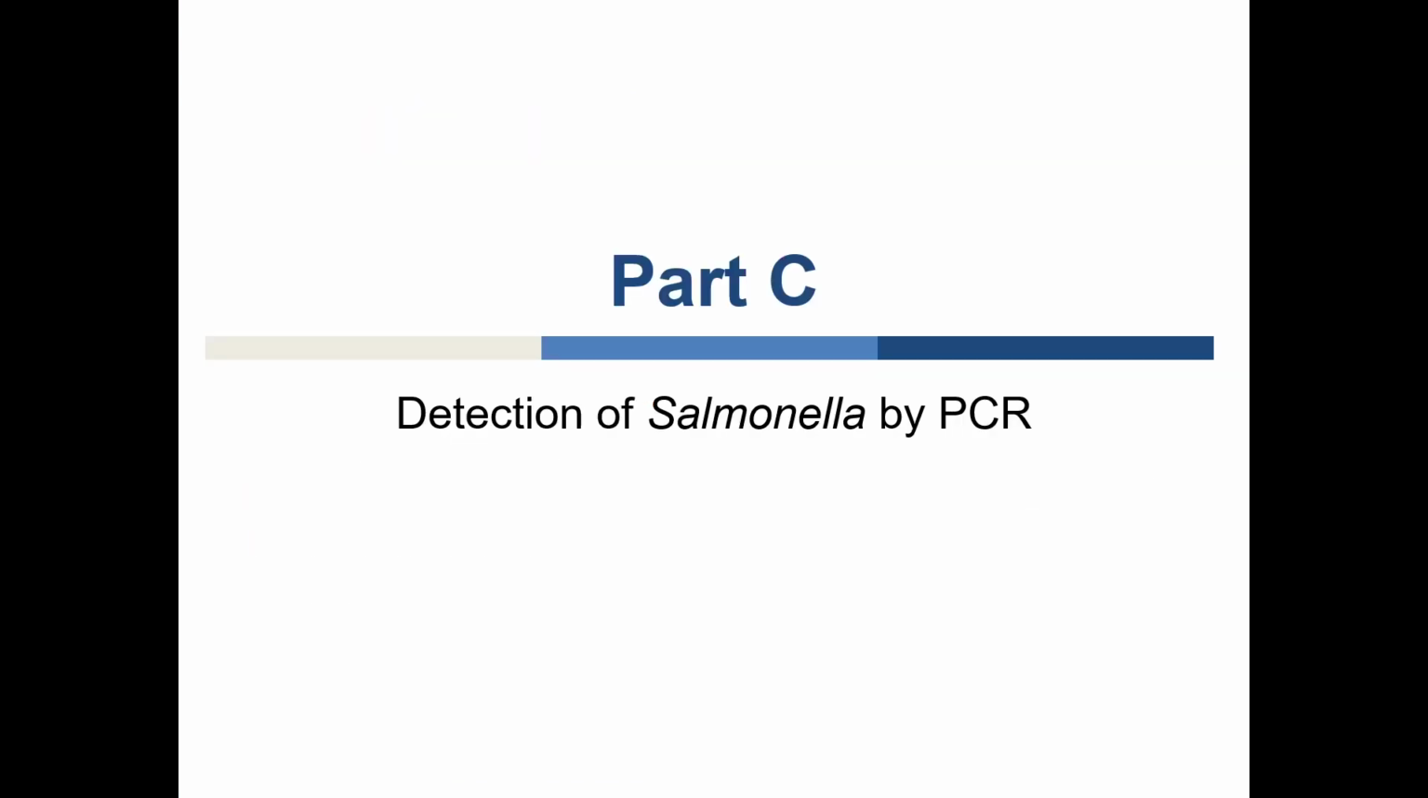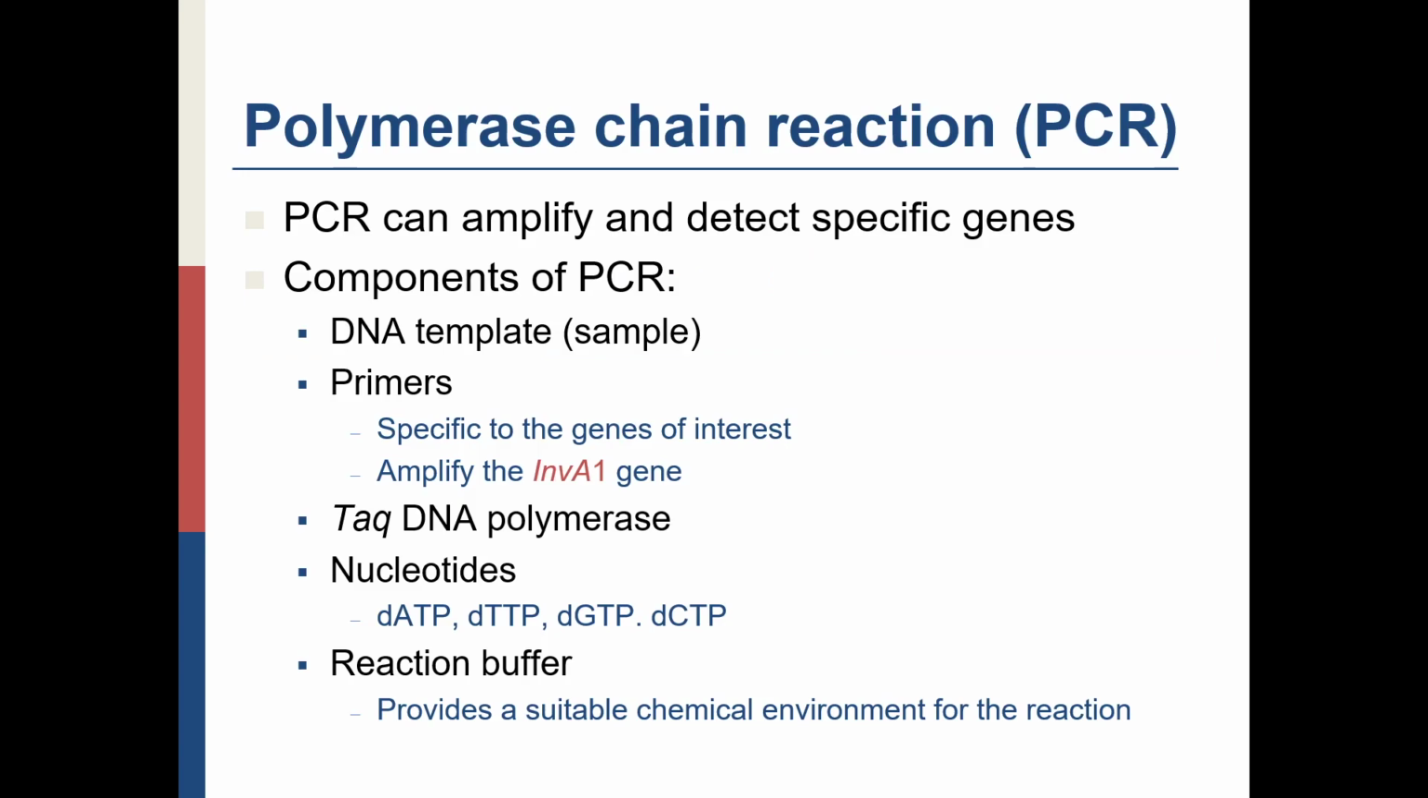So for part C, the last one, is detection of Salmonella by PCR, or polymerase chain reaction. So this is going to be used to amplify and detect specific genes. The components of PCR: you have your DNA template, which is your sample, and then you have your primers, which are going to be specific to the gene that you're testing for. In this case, since we're testing for Salmonella, we're going to be amplifying the invA gene, okay?